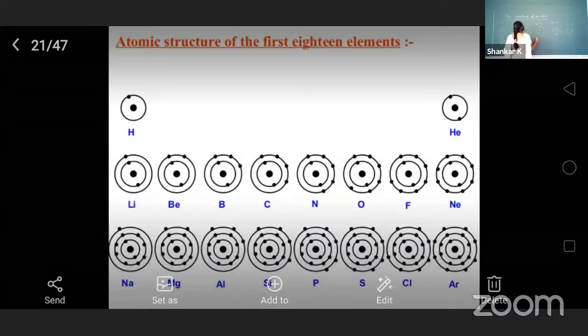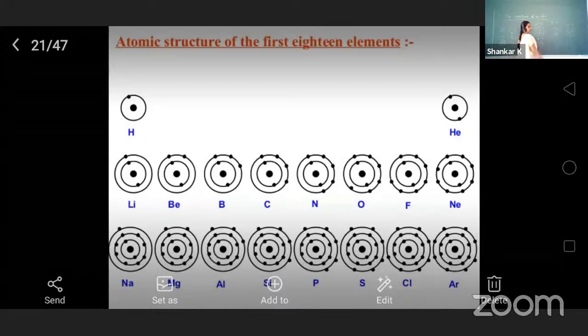Next after oxygen is fluorine. Fluorine has atomic number 9. So the first cell has 2 electrons. In the second cell, how many can we enter? Up to 8, so 2, 3, 4, 5, 6, 7, 8. Because 2 are already entered in the first cell, 7 can be entered in the second cell.